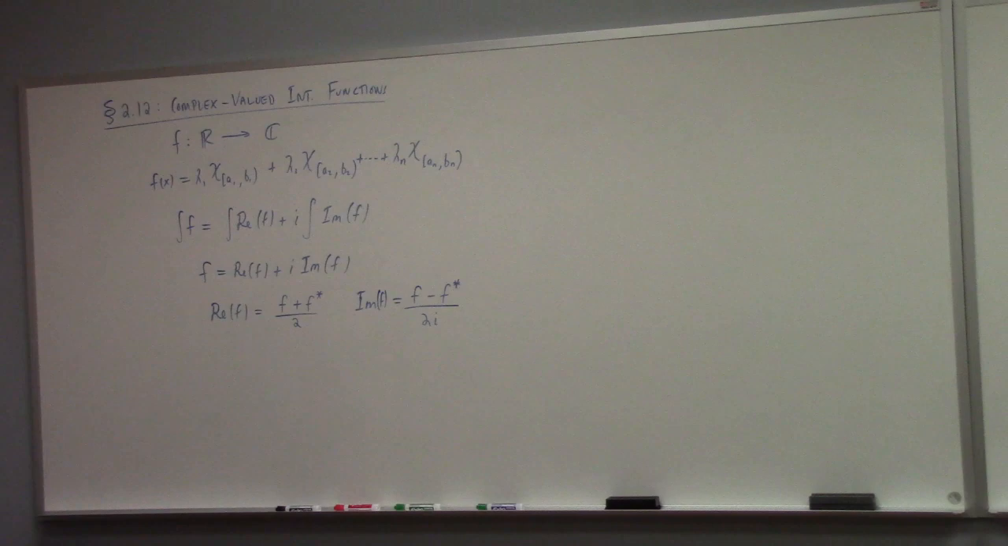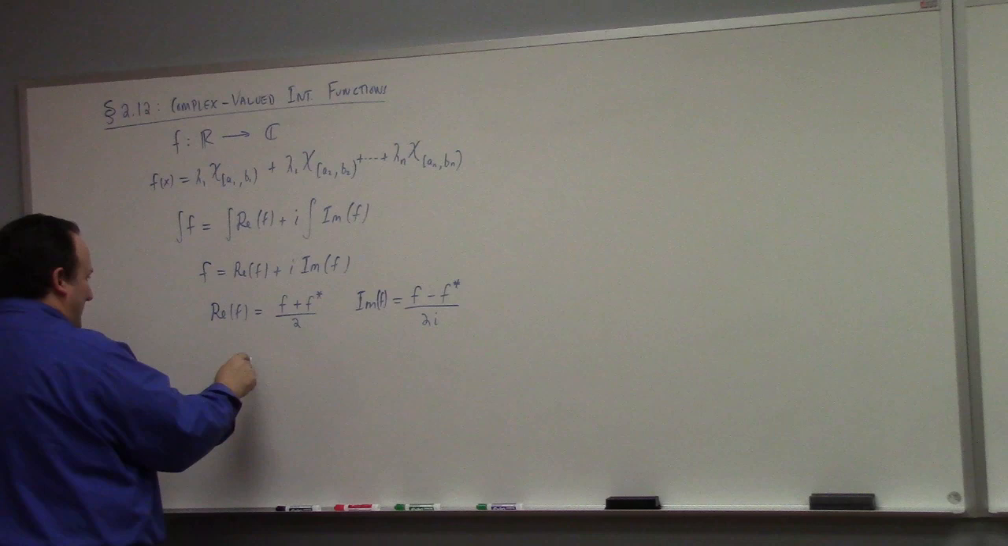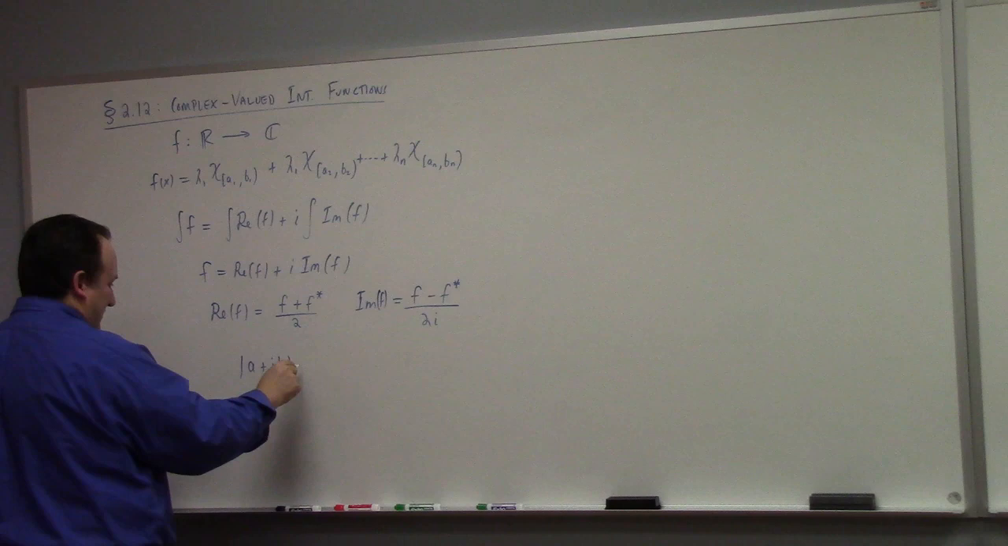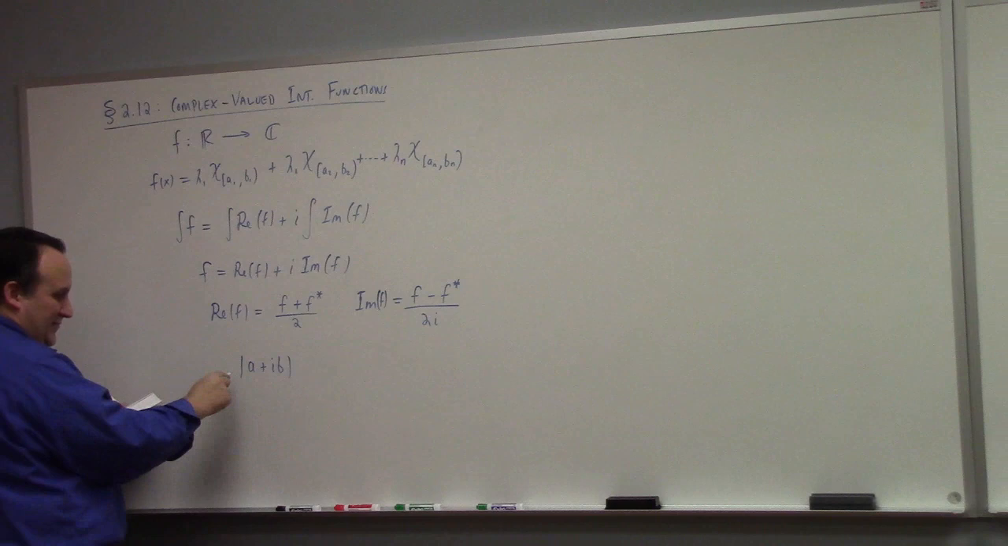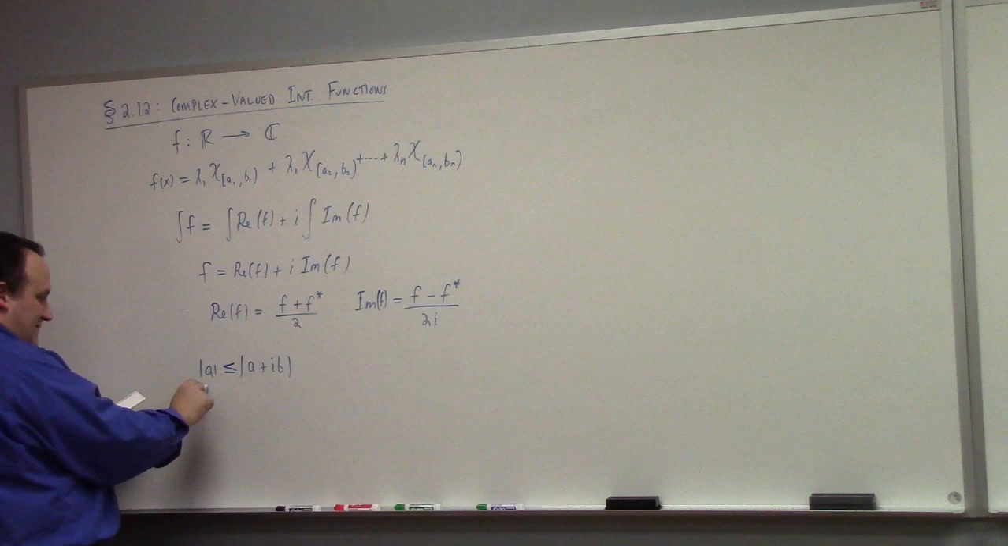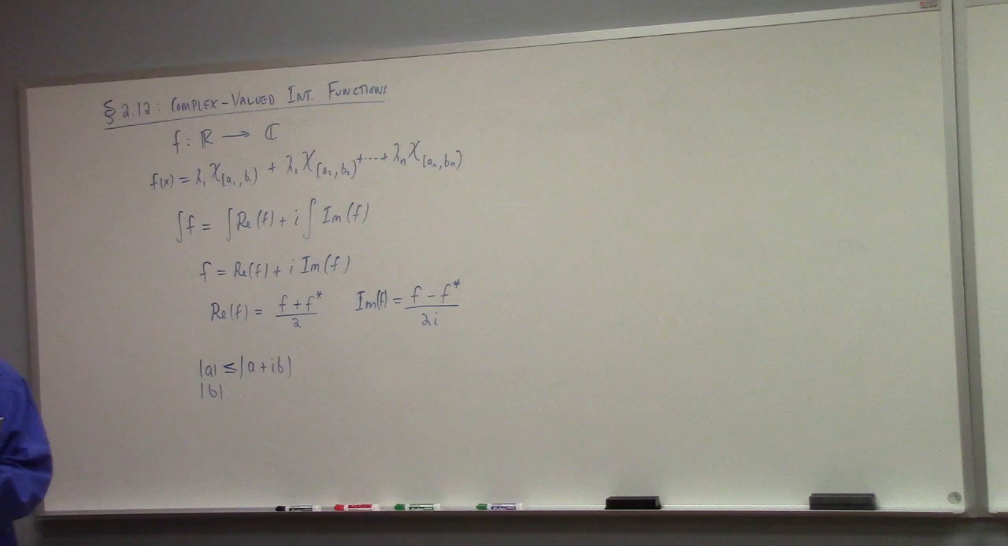His proofs of everything are basically going to fall on this. It just boils down to this. Pretty much all the proofs in this section boil down to the fact that the complex absolute value of A plus B is greater than A, and it's also greater than B, right? So basically, if you have an estimate for the complex linear combination, you have an estimate for the real part, you have an estimate for the imaginary part, and then you can also play games to work backwards from that.